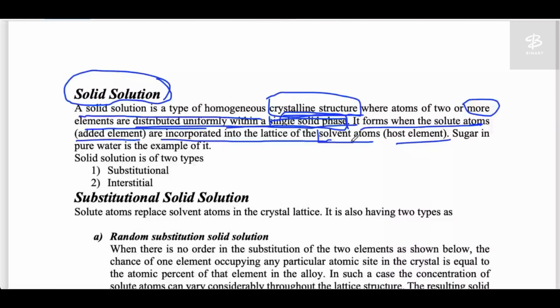What about sugar in pure water? Is pure water your solute or solvent? It's a solvent because you have more water by volume than sugar. So sugar is your solute element and water is your solvent element, right?